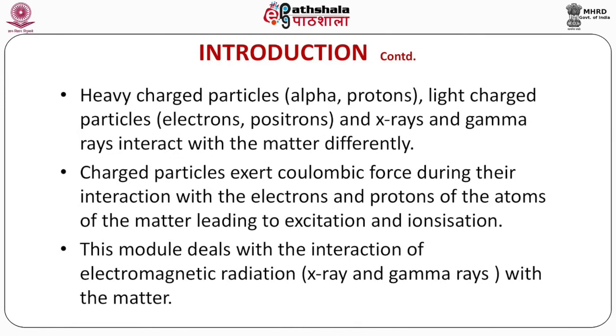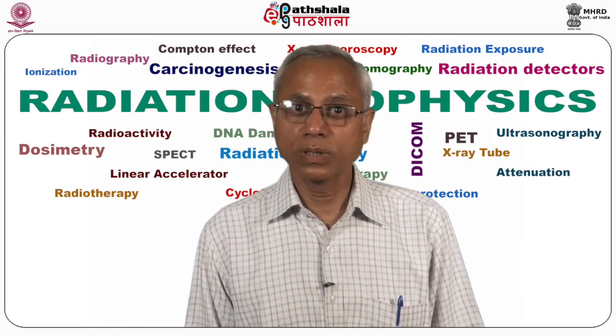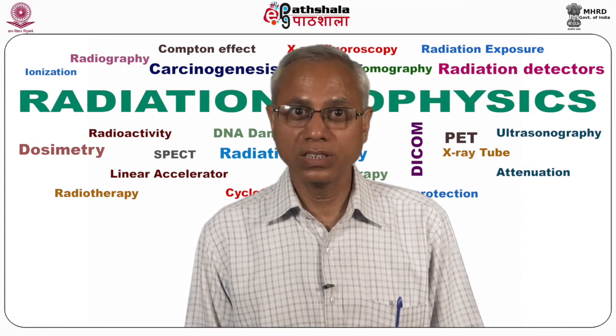Heavy charged particles like alpha particles and protons, light charged particles like electrons and positrons, and uncharged radiation like X-rays and gamma rays interact with matter differently. Charged particles exert Coulombic force during their interaction with the electrons and protons of the atoms of the medium through which they are passing, leading to excitation and ionization of the medium. This module deals with the interaction of electromagnetic radiation, X-rays and gamma rays only, with matter.